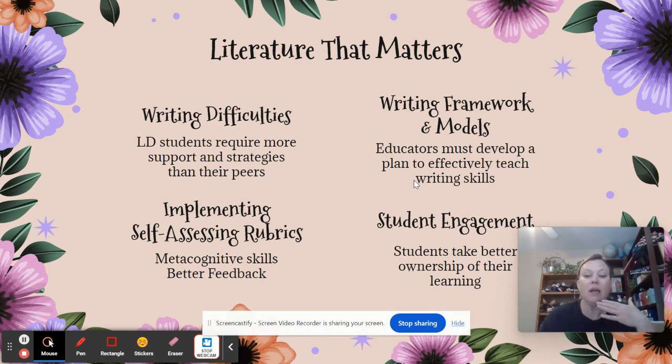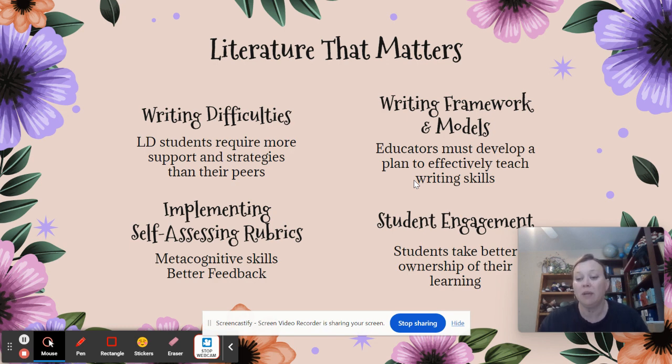So, then I want to enter into implementing self-assessing rubrics after the framework of a writing process. And so when you give them a rubric where they can look at it and kind of self-assess their work, my goal is for them to be able to understand their strengths and their weaknesses. And also it increases those metacognitive skills. And I don't know about you, but I work with high school students and they're all about being independent. They're all about being in charge and feeling like they can do it.